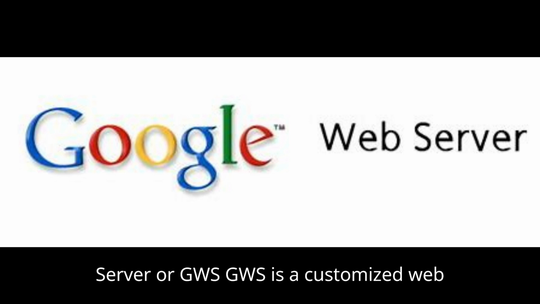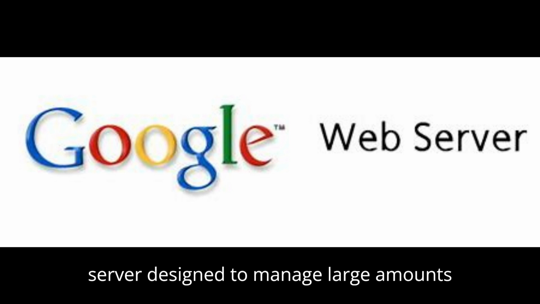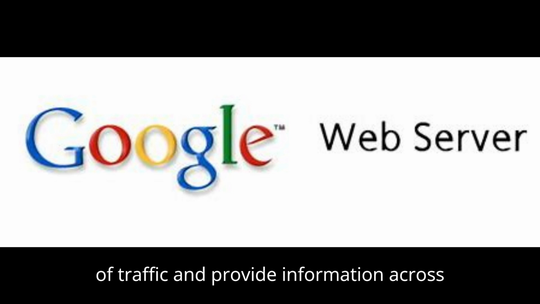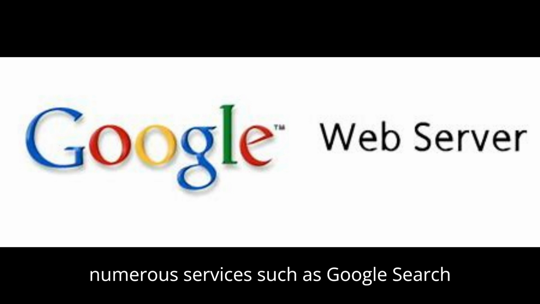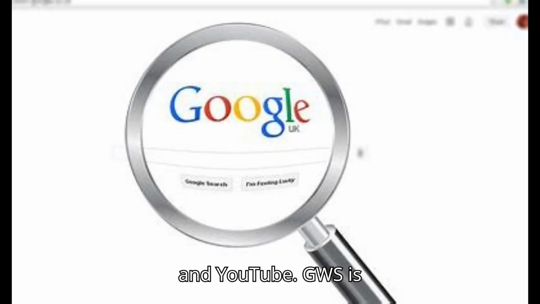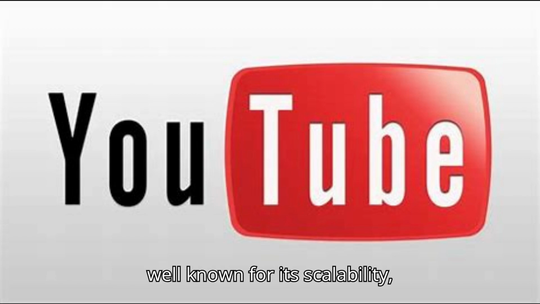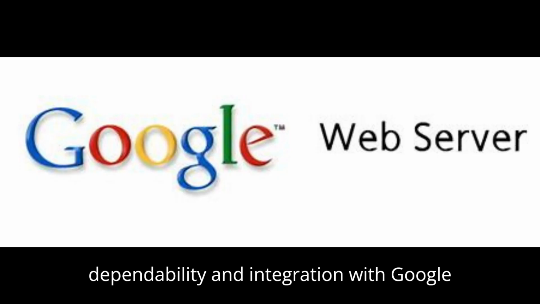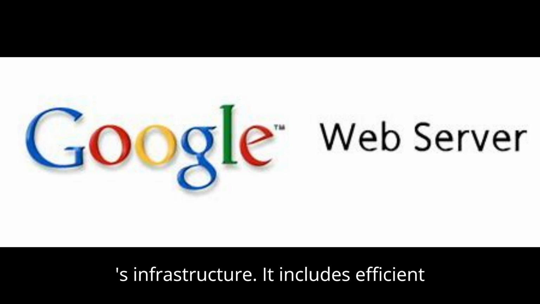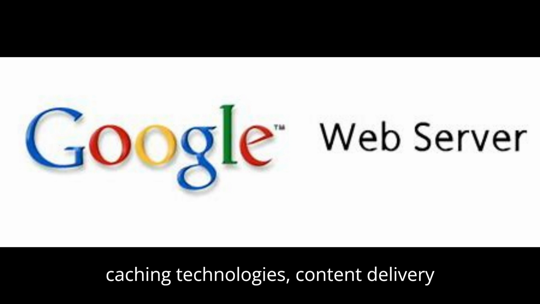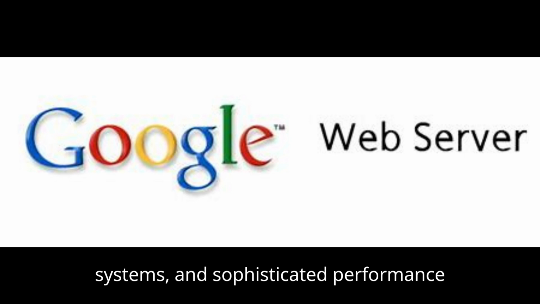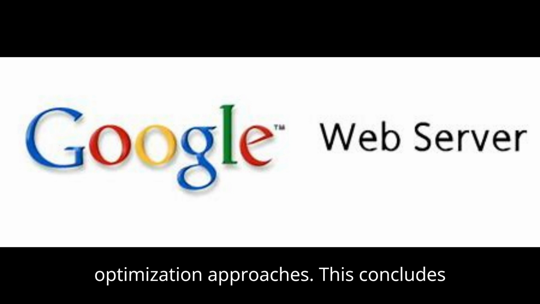Number 4. Google Web Server or GWS. GWS is a customized web server designed to manage large amounts of traffic and provide information across numerous services, such as Google Search and YouTube. GWS is well known for its scalability, dependability, and integration with Google's infrastructure. It includes efficient caching technologies, content delivery systems, and sophisticated performance optimization approaches.